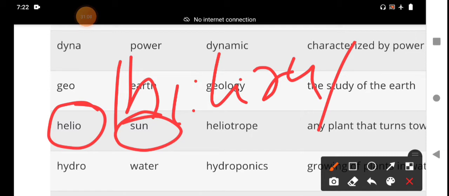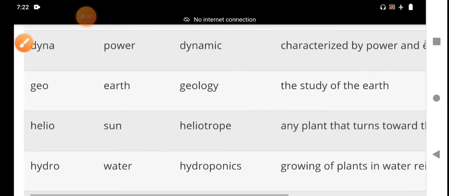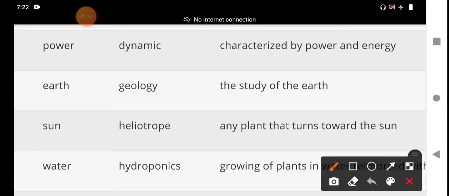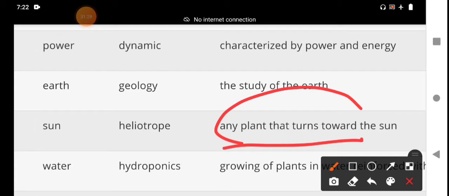Heliotrope means any plant that turns toward the sun. This is the meaning of heliotrope. The derived words are heliograph, heliolithic, heliocentric. These are derived words from the root word helio. You should remember the meaning of helio: sun. Heliotrope, heliolithic, heliocentric. Helio relates to the sun.